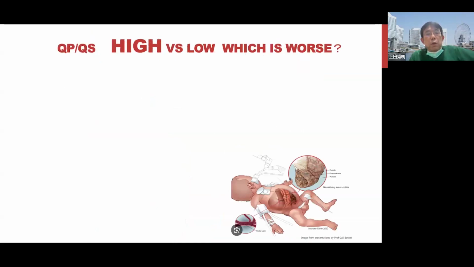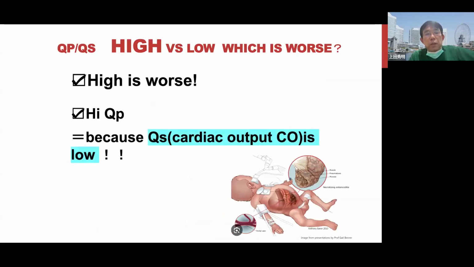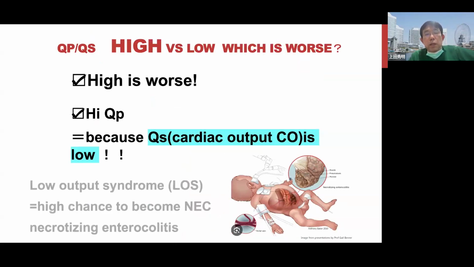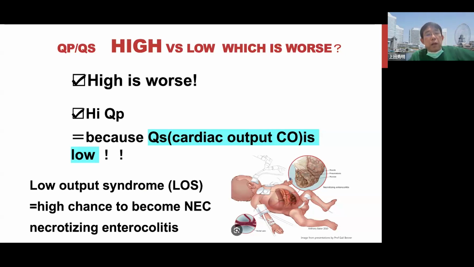So for QpQS, which is better, higher or lower, and which is worse? Of course, the high is worse, because a high QpQS means a low QS, which means that cardiac output is getting lower and cannot be maintained properly. Low output syndrome, LOS, for example, may happen at this time.